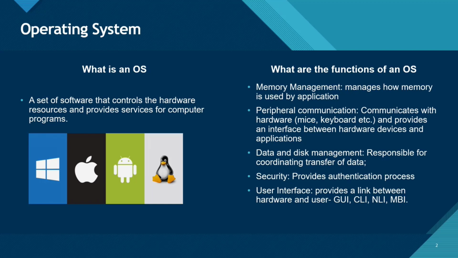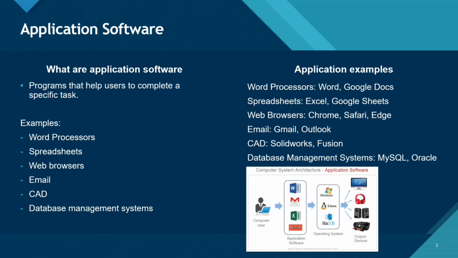And then for application software, they're essentially the applications we use in our computer in our daily lives. There are different types of applications. We have word processors, spreadsheets, web browsers, email, CAD, and also database management systems. They all help provide users with a function where we can complete a specific task.